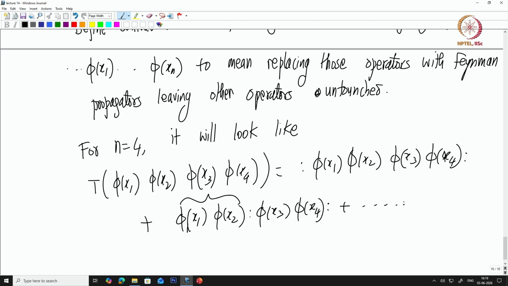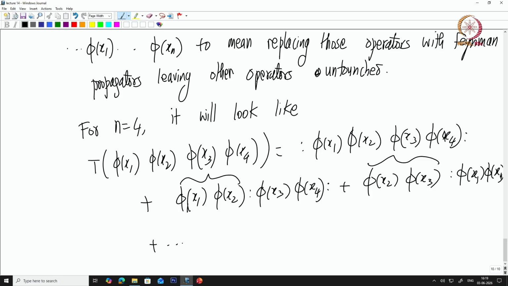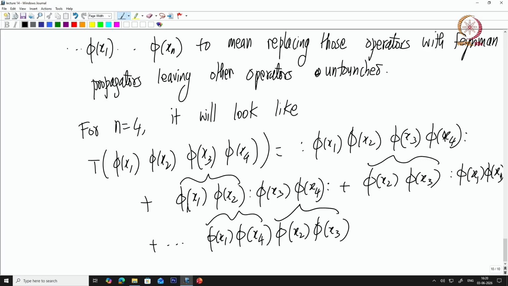plus, let me write it down explicitly, very similar terms: phi of x2, phi of x3 contracted, with phi of x1, phi of x4 normal ordered, until this series continues, until you have all contractions: phi of x1, phi of x4 contraction, phi of x2, phi of x3 contraction. So, you can have two contractions also at a time.